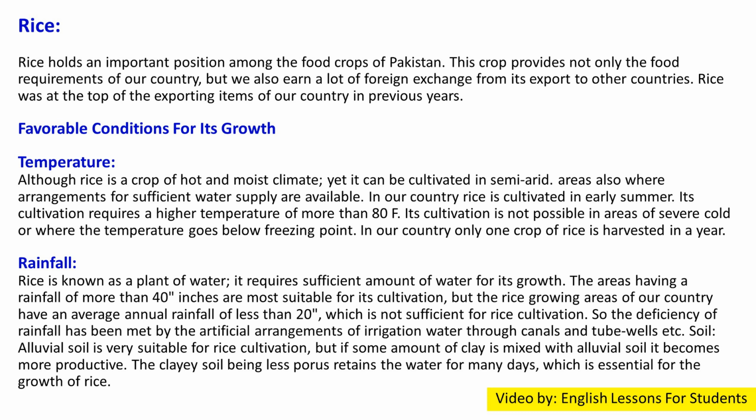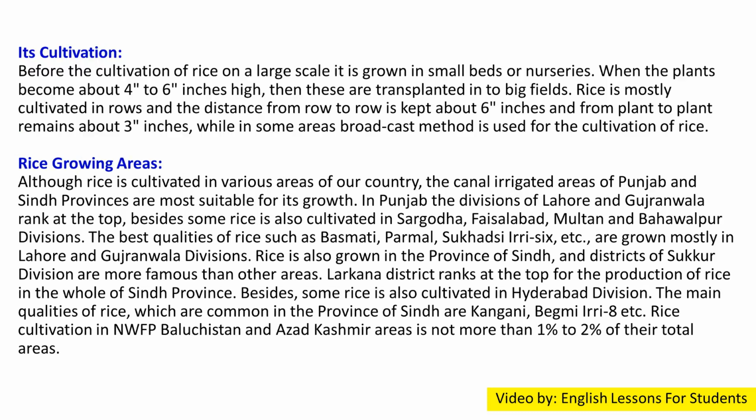Soil. Alluvial soil is very suitable for rice cultivation. But if some amount of clay is mixed with alluvial soil, it becomes more productive. The clayey soil, being less porous, retains the water for many days, which is essential for the growth of rice.